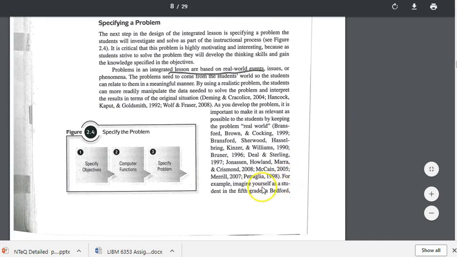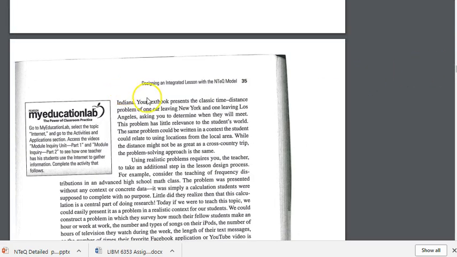So for example, imagine yourself as a student in 5th grade in Bedford, Indiana, or Greenbrier, Arkansas, or Bald Knob, Arkansas. If the textbook presents the classic time versus distance problem, one car leaving New York and one car leaving Los Angeles, and it asks the student to determine when they will meet, that problem would have little relevance to the student's world. The same problem could be written in a context where the students could relate using locations from the local area. Think about it.